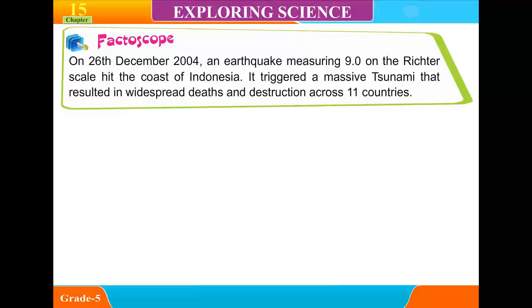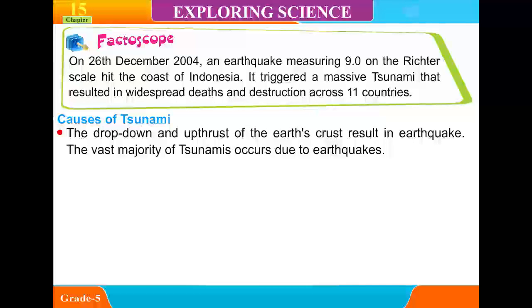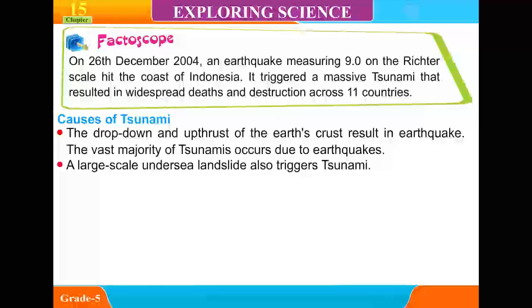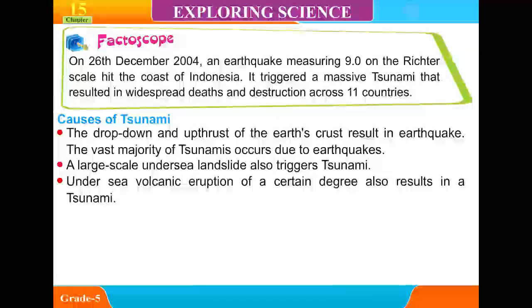Factual scope. On 26 December 2004, an earthquake measuring 9.0 on the Richter scale hit the coast of Indonesia. It triggered a massive tsunami that resulted in widespread death and destruction across 11 countries. Causes of tsunami. The drop down and upthrust of the Earth's crust result in earthquakes. The vast majority of tsunamis occur due to earthquakes. A large-scale undersea landslide also triggers tsunami. Undersea volcanic eruption of a certain degree also results in a tsunami.